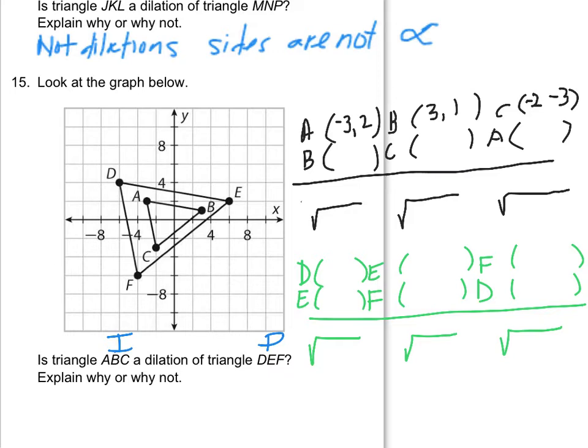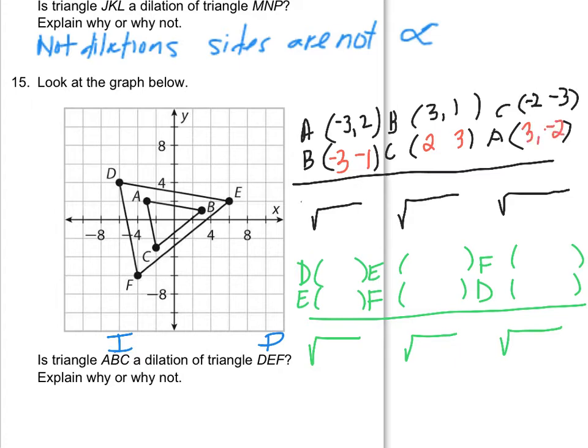But on this next part, I'm going to have to change the signs. So I have B up here already, but I'm going to change the signs to -3 and -1. I'm going to change the signs on C, which will be 2 and 3. And I'm going to change the signs on A, which will be 3 and -2.